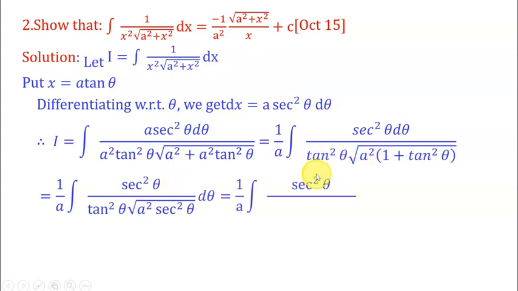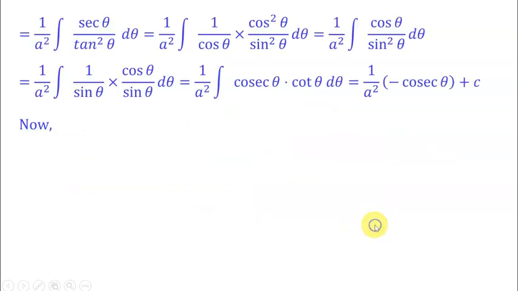That is, a tan square theta in root of a square sec square theta. 1 upon a integral sec square theta upon tan square theta. And if we take its root, then you will get a sec theta. And next, 1 upon a square integral sec theta upon tan square theta d theta.